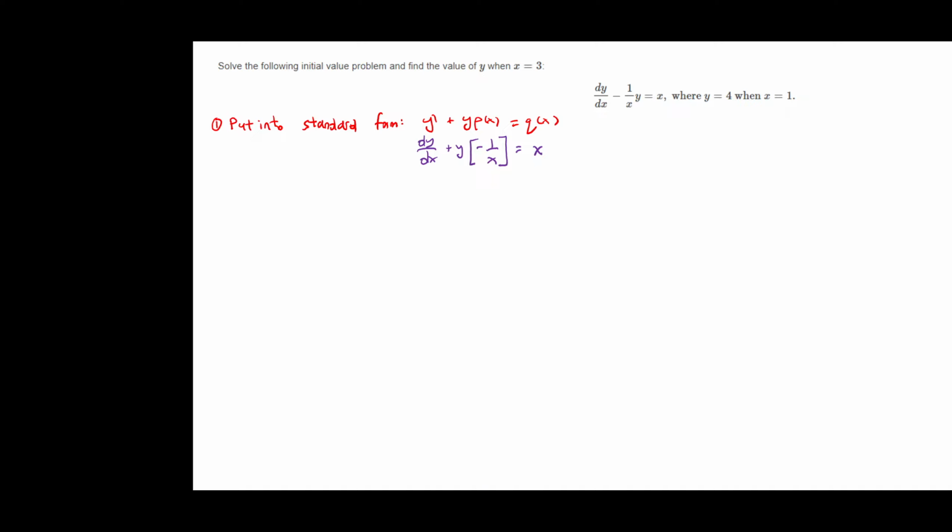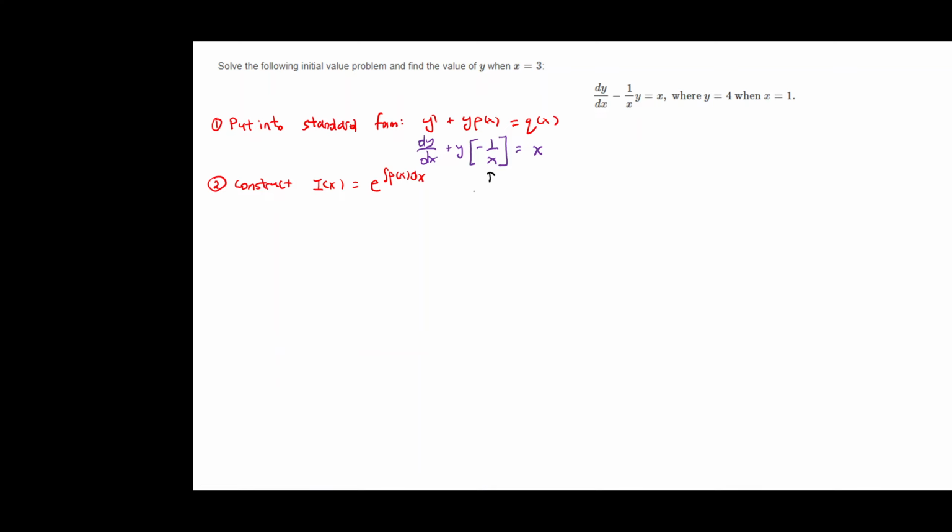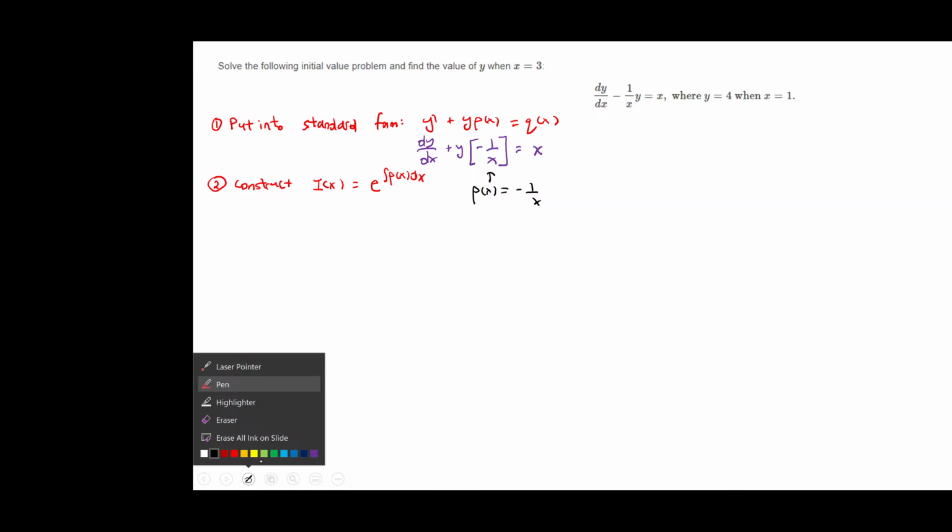Okay, next, once we put it into standard form, step 2 is to construct the integrating factor I of x from e to the integral of p of x. So what is p of x? P of x is this thing here, including the minus sign. P of x is negative 1 over x. It's really important that we rewrite the differential equation in this standard form before we try to do anything. If we miss that minus sign, everything goes haywire.